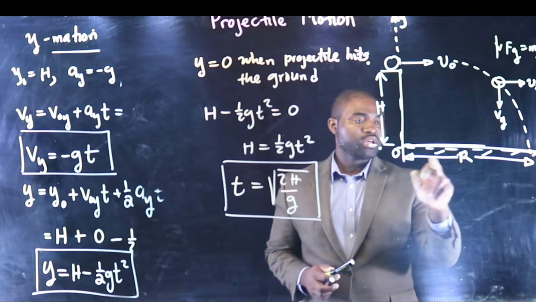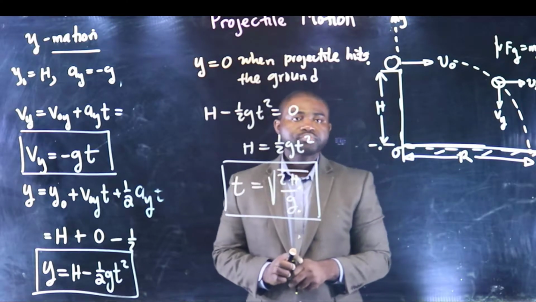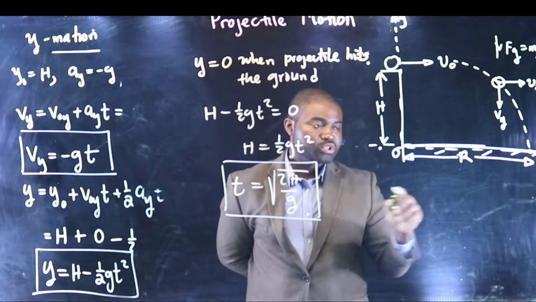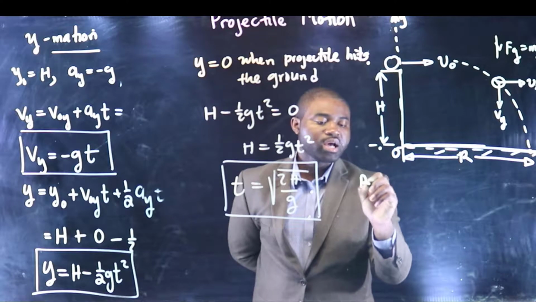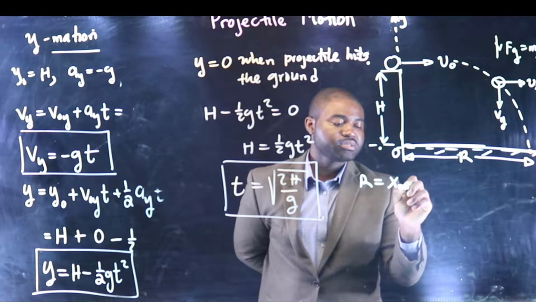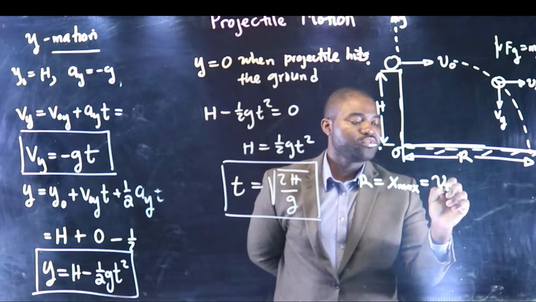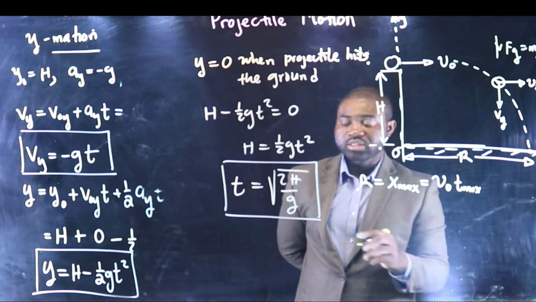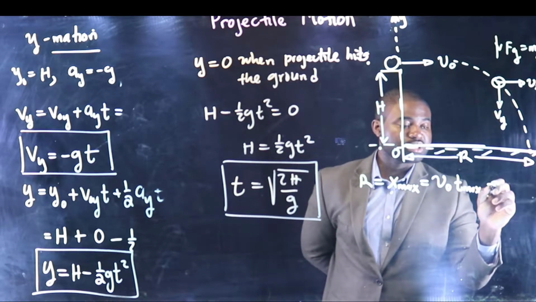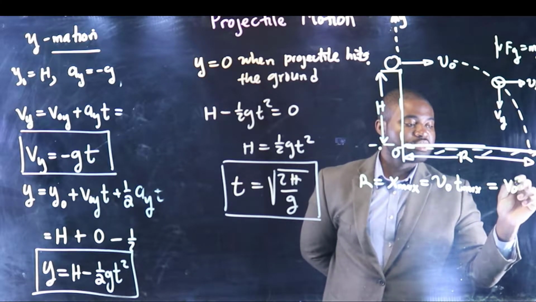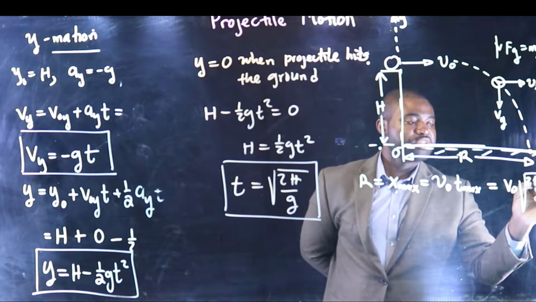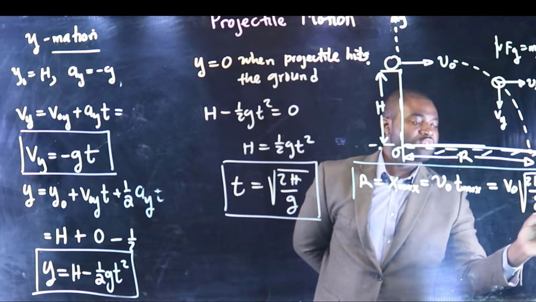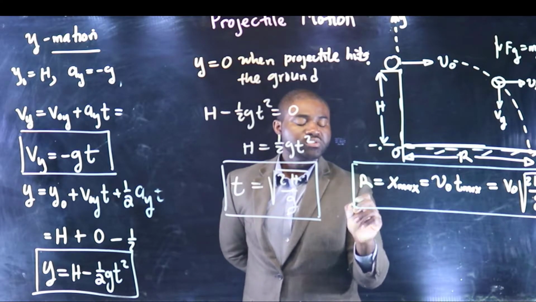Now we need to calculate the horizontal range. The horizontal range r is the maximum horizontal distance. So r is equal to x max, which is just going to be v naught multiplied by t max, where t max in this case is the time of flight. So this is just going to be equal to v naught, the square root of 2h, all divided by g. This right here gives us the horizontal range.